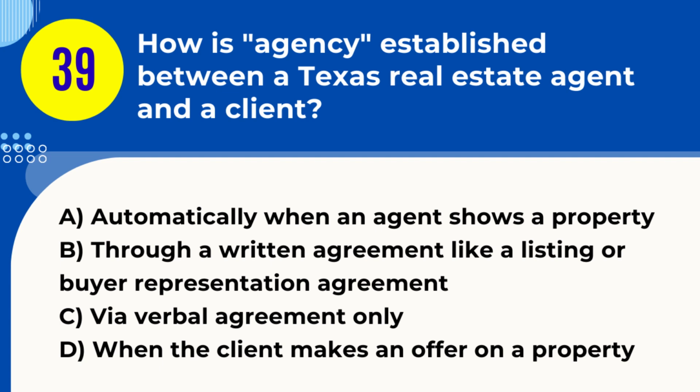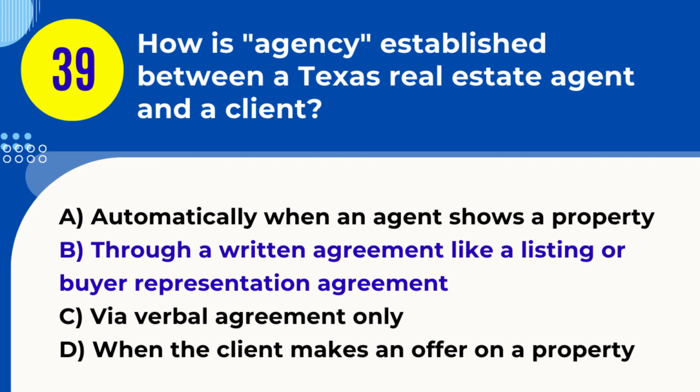Question 39. How is agency established between a Texas real estate agent and a client? A. Automatically when an agent shows a property. B. Through a written agreement like a listing or buyer representation agreement. C. Via verbal agreement only. D. When the client makes an offer on a property. Answer. B. Through a written agreement like a listing or buyer representation agreement.